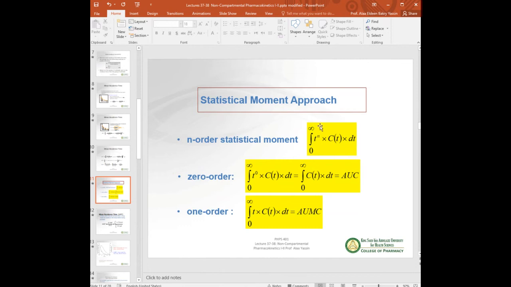Applying the same formula in case of n equal 1, you end up with t multiplied by C multiplied again by dt, which will lead to the area under the moment curve. So the area under the first order moment curve is the AUMC, and AUC is the area under the zero order moment curve. This can be applied, as I told you, to any random motion, any random data.